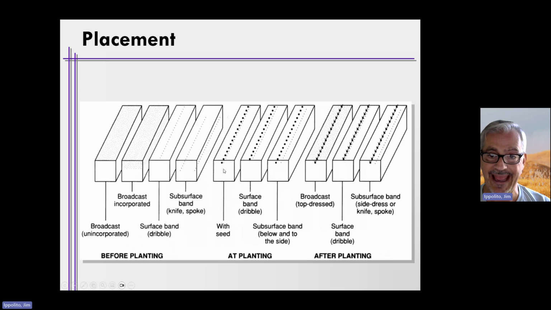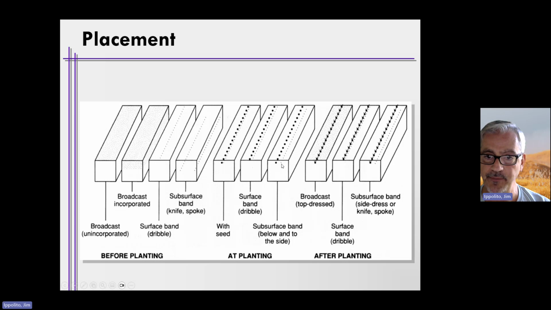At planting, you can plant your seed and you can put fertilizer next to the seed. You just have to watch out for salt burn. So you're going to apply a typically pretty low rate of inorganic fertilizer, most likely no more than 10 pounds per acre. You can surface band and dribble apply it. So you plant your seed and then you dribble apply the potassium fertilizer next to the seed, or you can subsurface band. That means below and to the side of the seed. Typically, just like with phosphorus fertilizers, 2 inches over and 2 inches down.